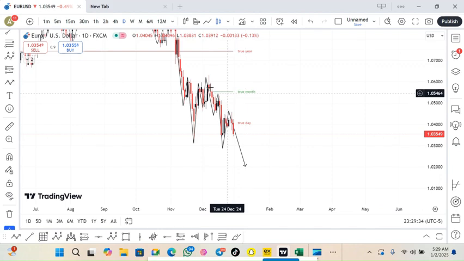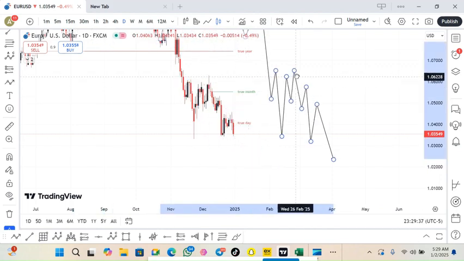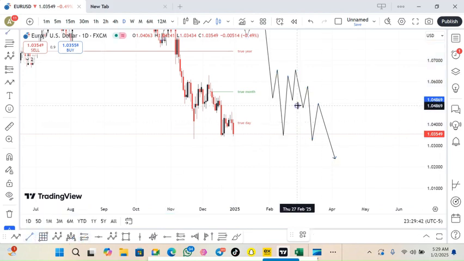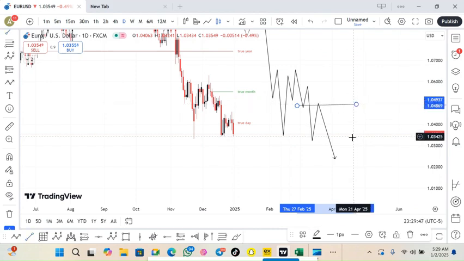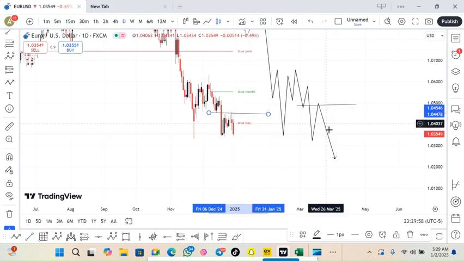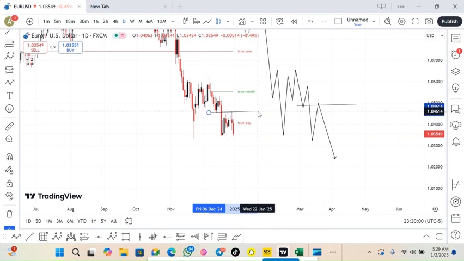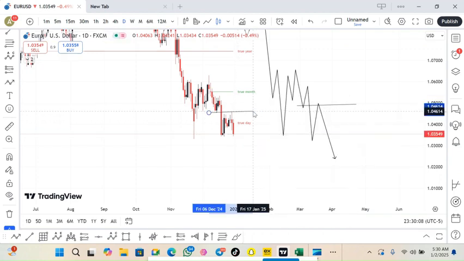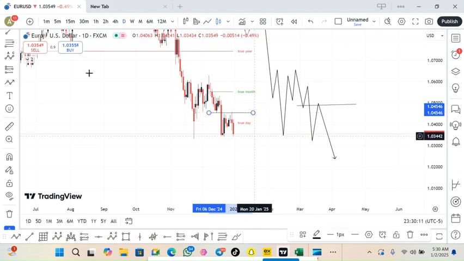You can see if I move this patch to here, you will see that we have a retest here and a break of structure at the same time. And this here is what is here, and this here is what is here. So clearly, daily is bearish. So remember what I told you in the last class of 2024.